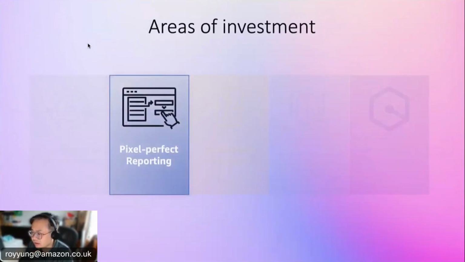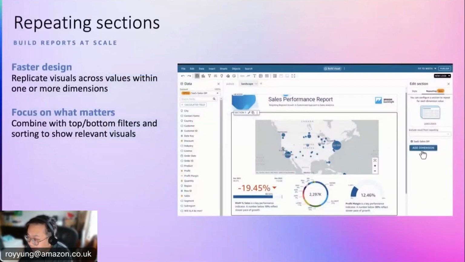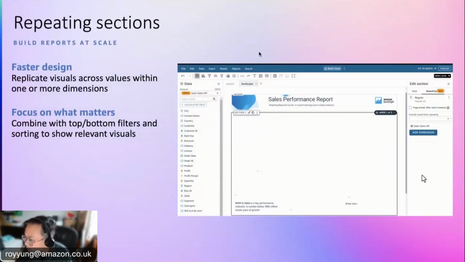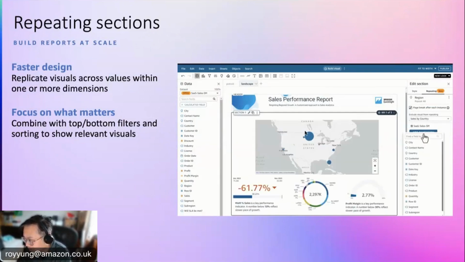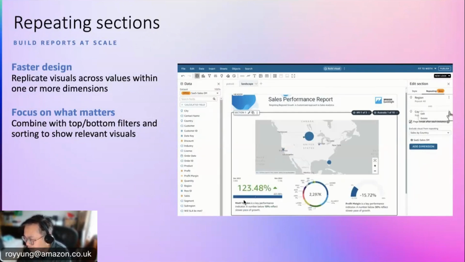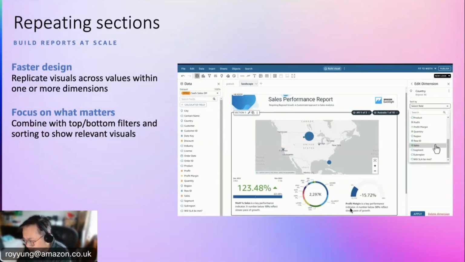Okay, so now we move to another area, which is pixel perfect reporting. The first feature is a new feature we call the repeating section. Like in this case, we have a sales performance report. And in this sales performance report, you see we have a mesh style. We have the KPI, we have the donut chart, and other information.